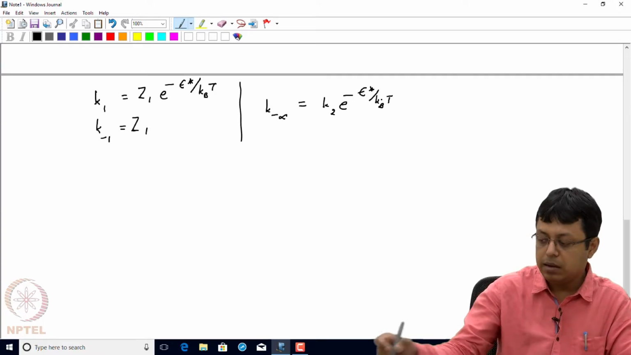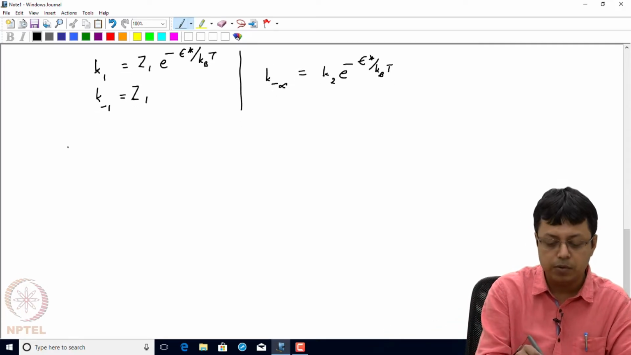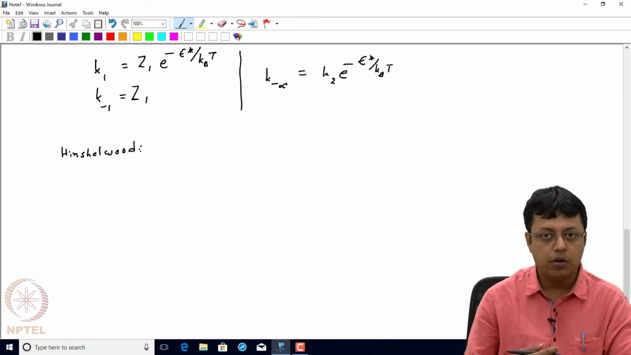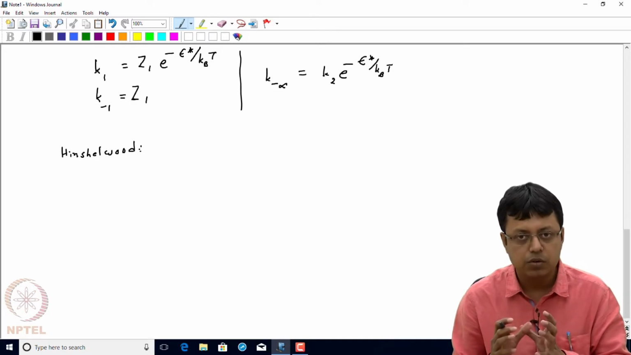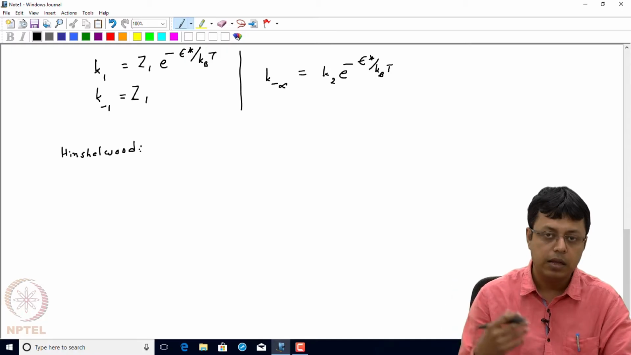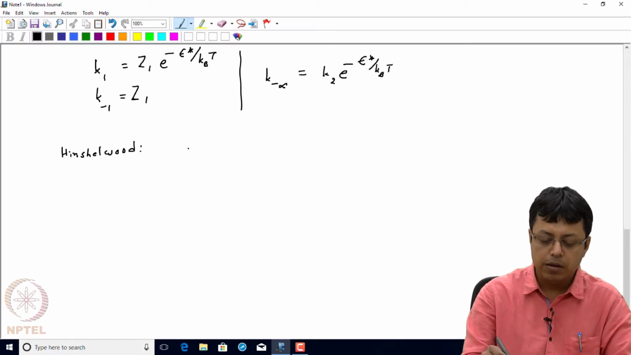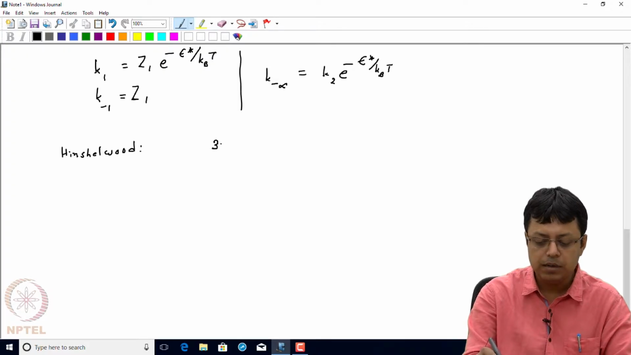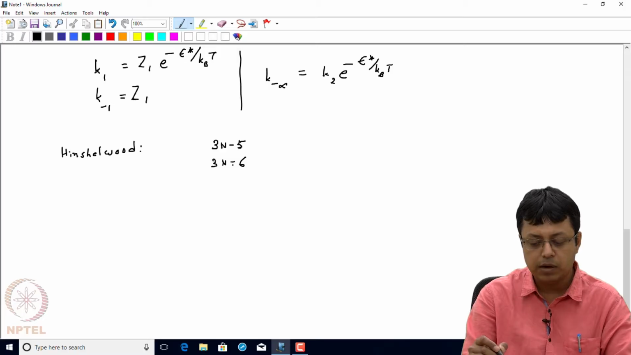Now then came another model which was put forward by Hinshelwood, and Hinshelwood proposed that internal degrees of freedom are also very important. So what are these internal degrees of freedom, and how can we model these vibrations? Suppose you have a linear molecule, we already said that there will be 3n minus 5 vibrational degrees of freedom. For a nonlinear molecule, there will be 3n minus 6 vibrational degrees of freedom, where n is the number of atoms in the molecule.